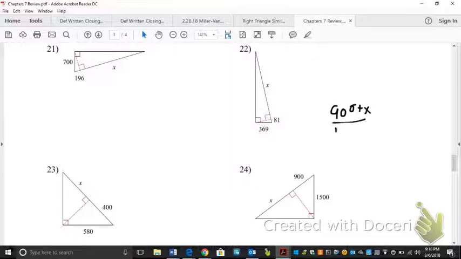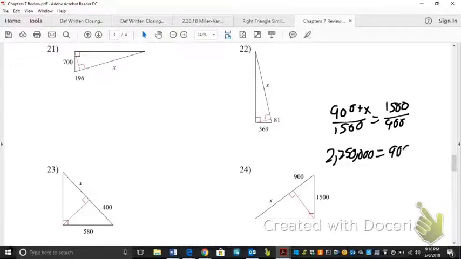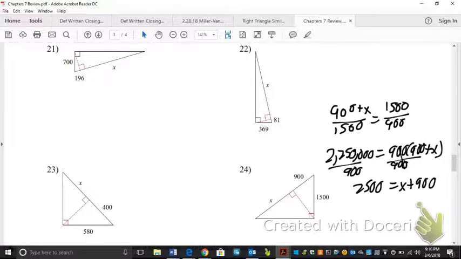So 24. Same general idea. We're going to go 900 plus x over 1,500 equals 1,500 over 900. Again, this is a red triangle problem. They all have been recently. 1,500 squared gives me 2,250,000 equals 900 times 900 plus x. So now I'm going to divide 2.25 million by 900. And I get the nice easy number of 2,500 equals x plus 900. So I'm going to subtract 900 from both sides. And I get 1,600 equals x. Easy peasy.